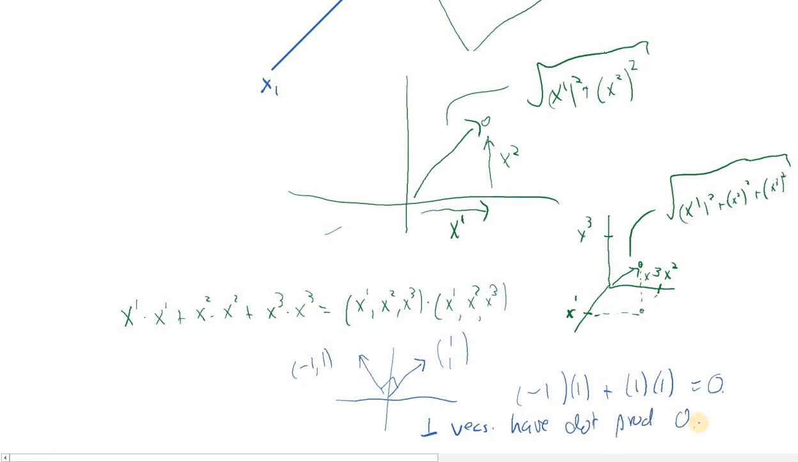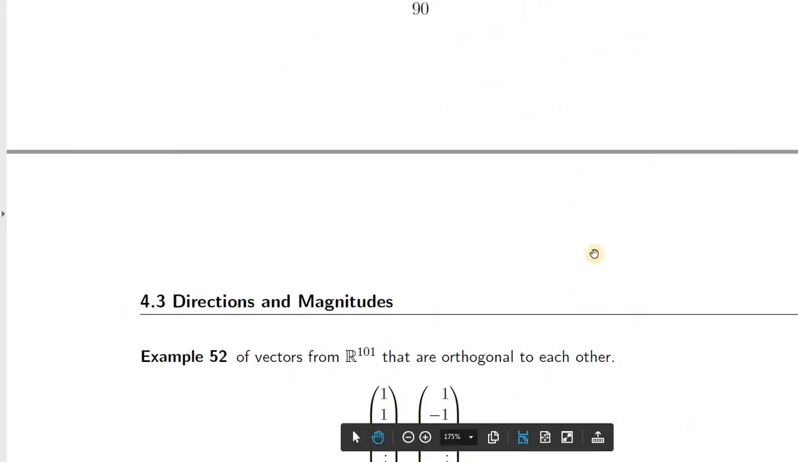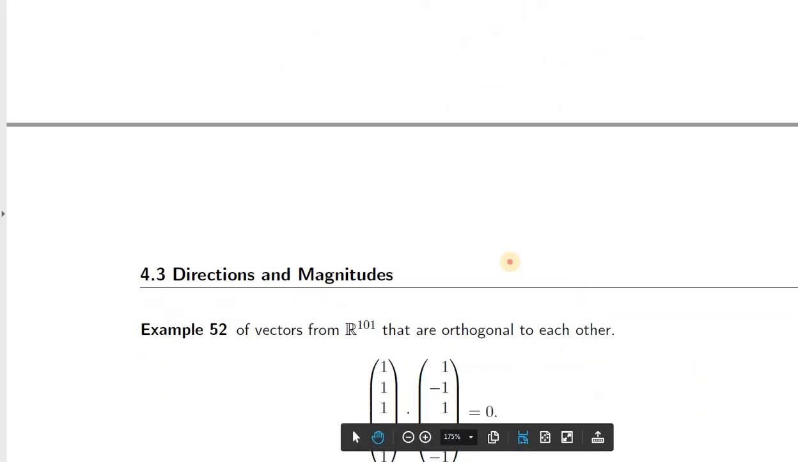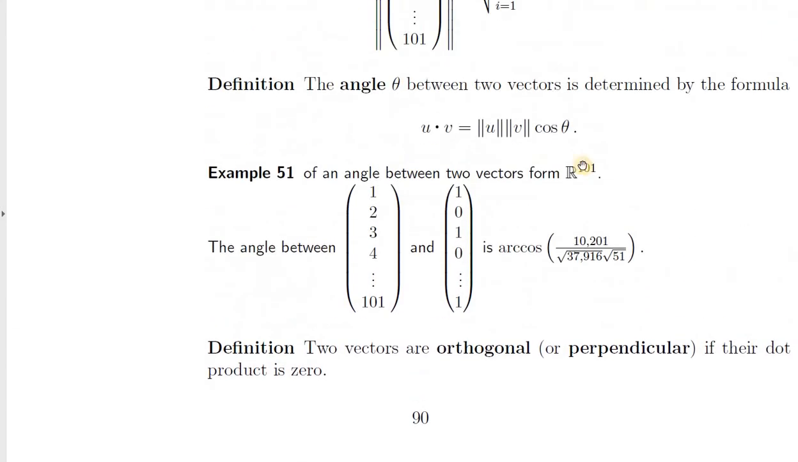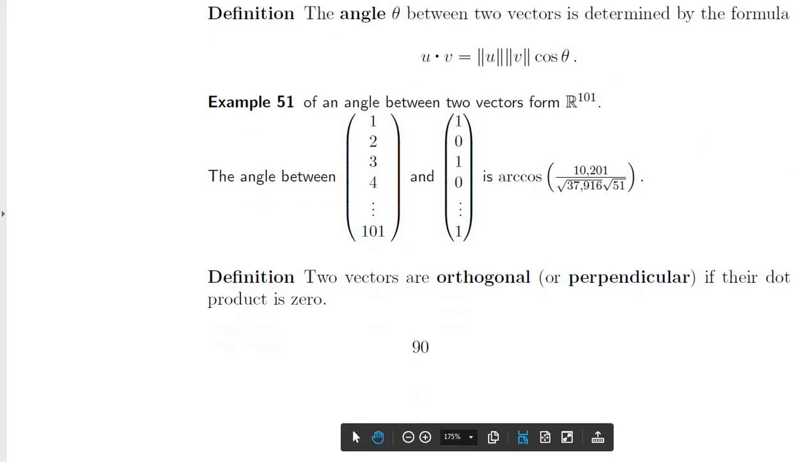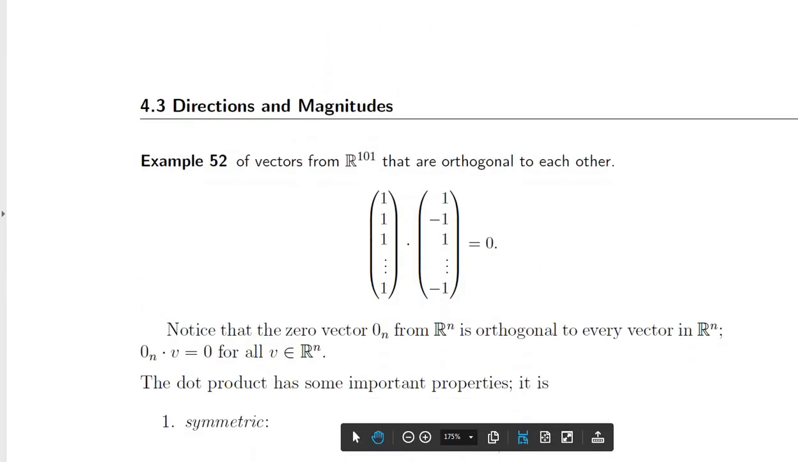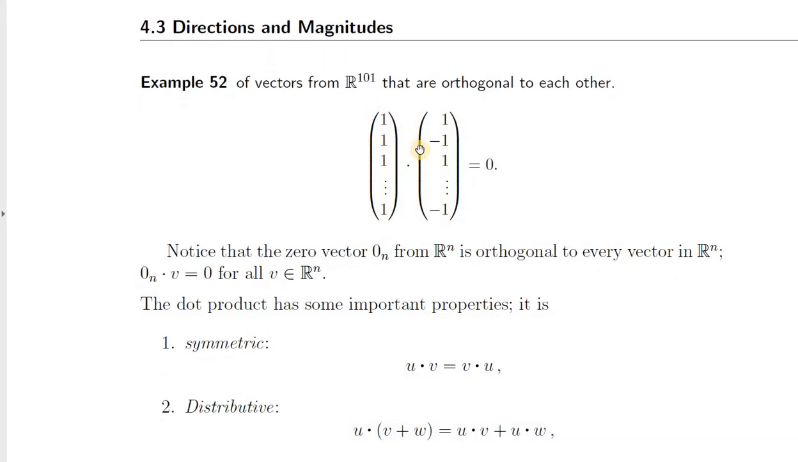And that fits with our general notion that the cosine of the angle between two vectors is given by the dot product divided by the product of the lengths. So if the dot product is 0, the cosine is going to be 0. If the cosine is 0, then theta is 90 degrees. So here's an example of orthogonal vectors. Here, this is all ones. Here we alternate 1, -1.